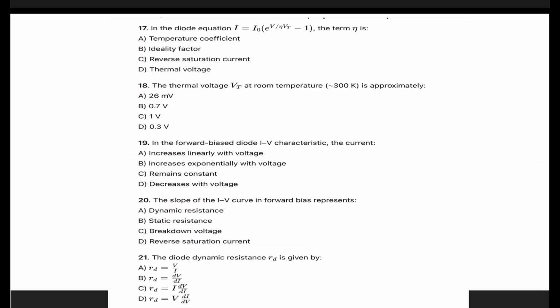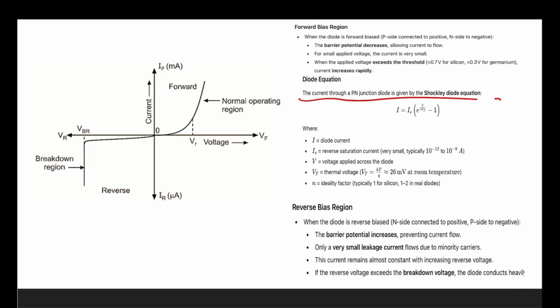Question. In the diode equation, I equals I0 into e raised to V divided by eta Vt, minus 1, the term eta is: option A, temperature coefficient, option B, ideality factor, option C, reverse saturation current, option D, thermal voltage. You can see the diode equation of a PN junction diode is known as what? The Shockley's diode equation.